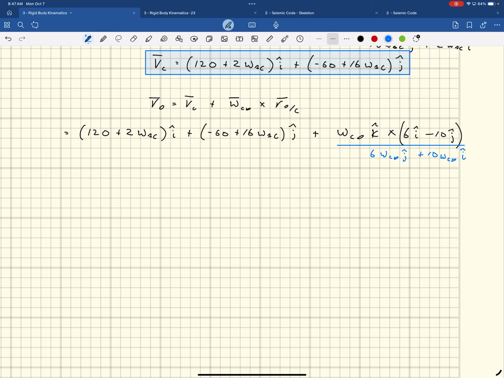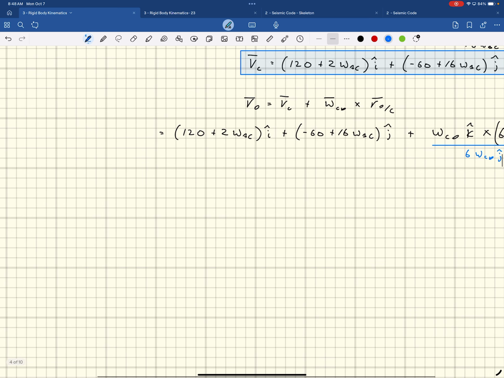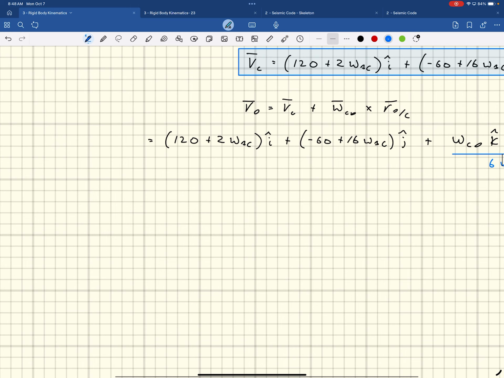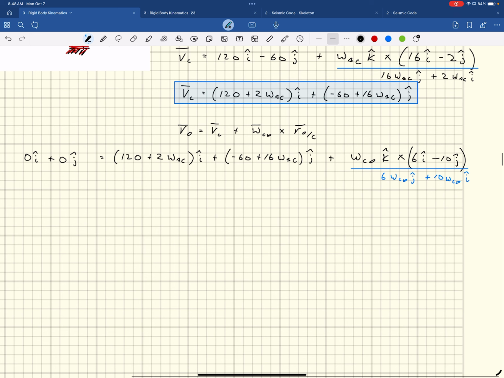But then what do I know about VD? It's equal to 0. So in this case, I know this side is 0 in the I plus 0 in the J. That's where I know that those velocities over there are 0. So now lump all your I's, lump all your J's.